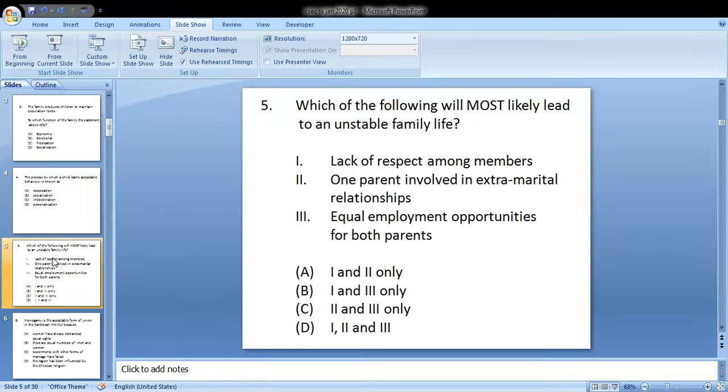Let's go on to number 5. Which of the following will most likely lead to an unstable family life? 1, lack of respect among members. 2, one parent involved in extramarital relationships. 3, equal employment opportunities for both parents. Is it A, 1 and 2 only? B, 1 and 3 only? C, 2 and 3 only? Or D, 1, 2, and 3? We know our answer would be A, 1 and 2 only.